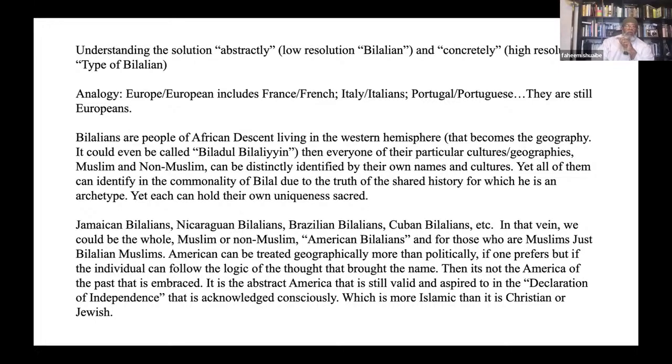So if you prefer, but if the individual can follow the logic of the thought that brought the name Bilalian, then it's not the American. I'm saying Imam W.D. Muhammad, the same idea that brought Bilalian, has its idea about America, and this is a part of it. It's not the America of the past that's embraced when you use that label. It's not the America of the past, right?